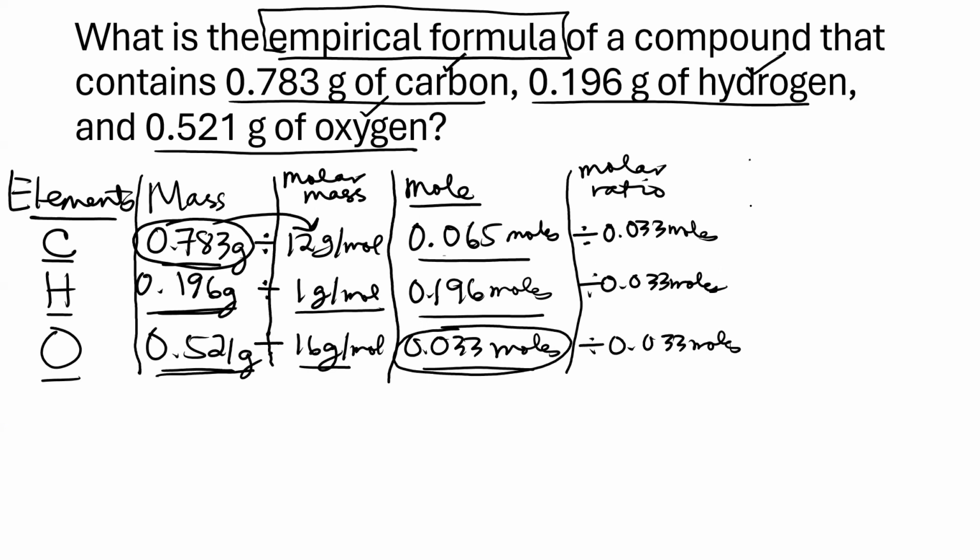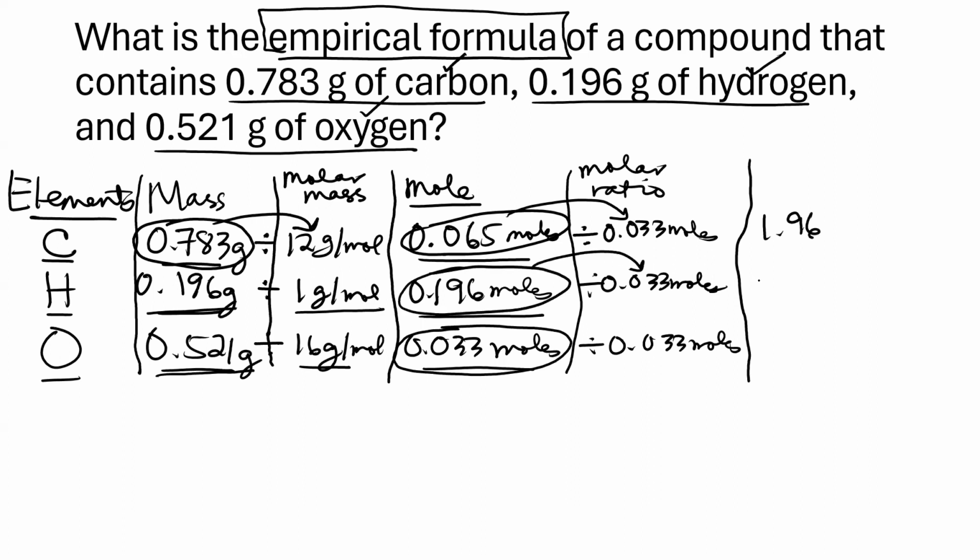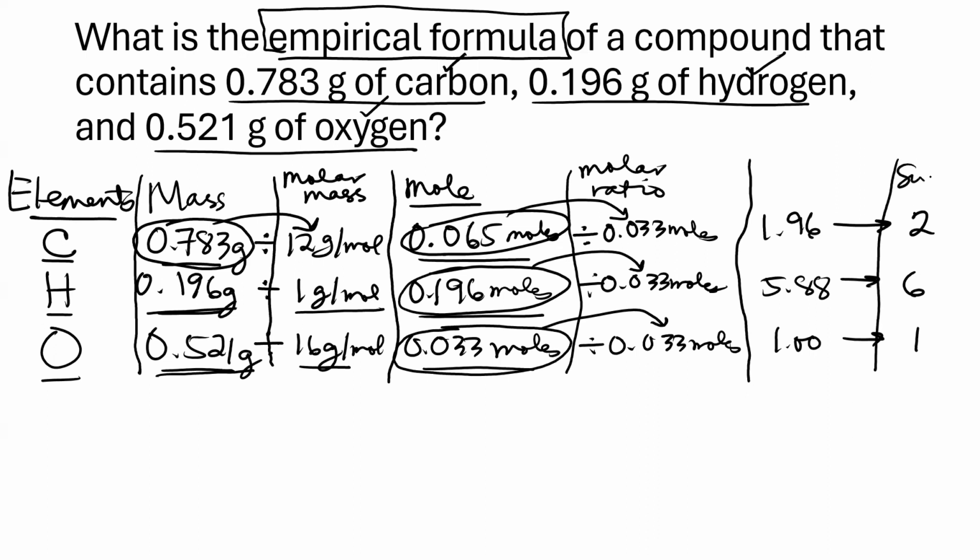Using your calculator again, if you divide 0.065 moles by 0.033, you'll get 1.96. 0.196 divided by 0.033, you'll get 5.88. And 0.033 divided by 0.033, you get 1, right? But we can round off 1.96 to 2, 5.88 to 6, and 1 as 1. Therefore, going back to the elements, this now becomes the subscripts of the elements, right?